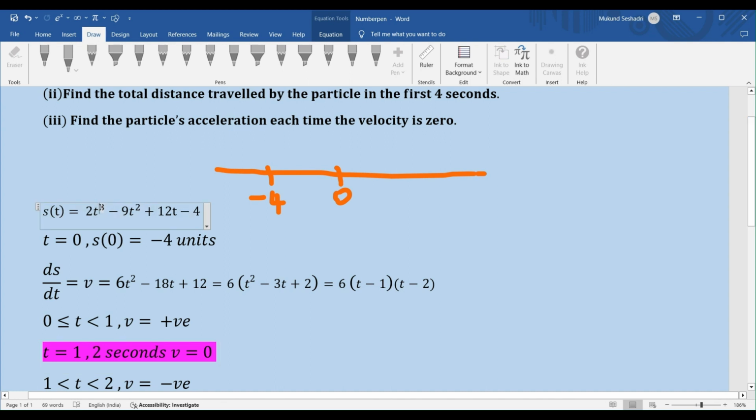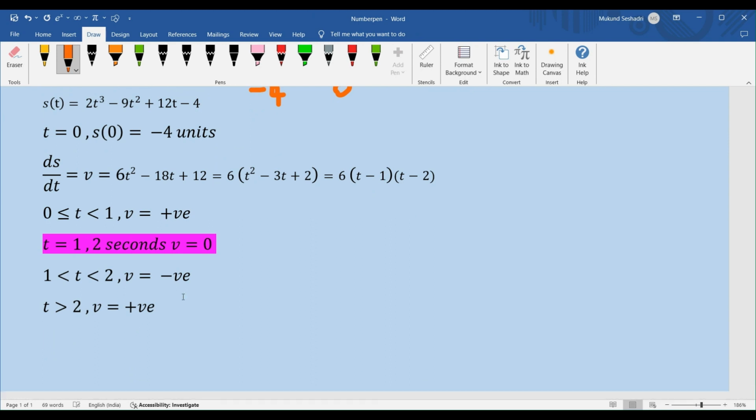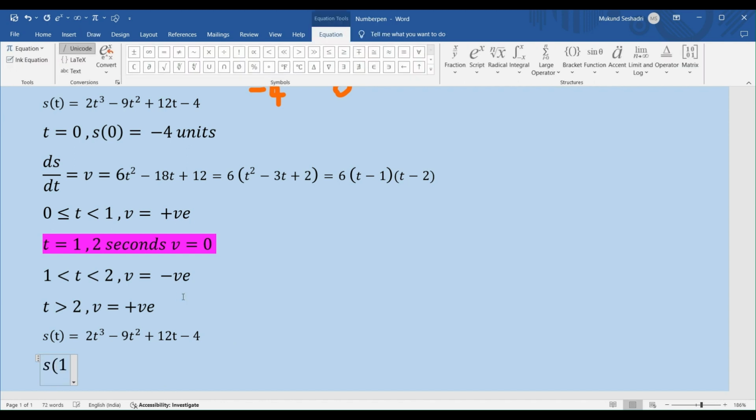And how do we do that? Let's use the s of t equation to calculate where the particle is at s of 1, and later we will come to s of 2, right? I'm going to start with s of 1 because from 0 to 1 it just moves in one direction, right? So my s of 1 is nothing but 2 minus 9 plus 12 minus 4. It's just a simple substitution, t equals 1, and what is that? Which is nothing but plus 1, right?